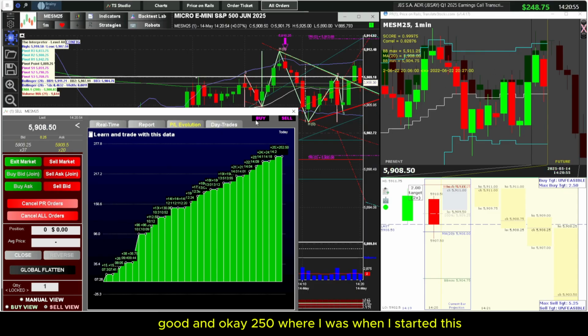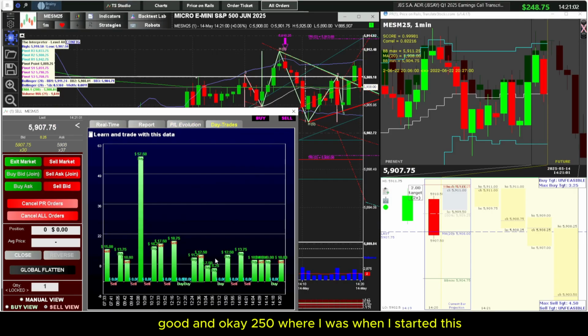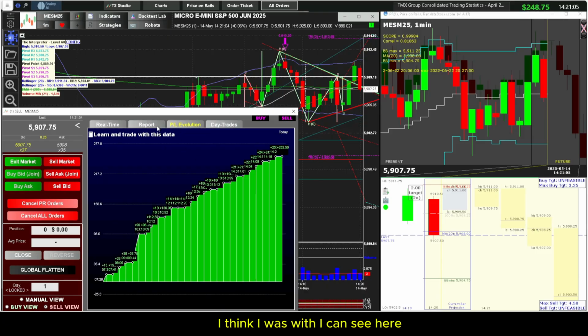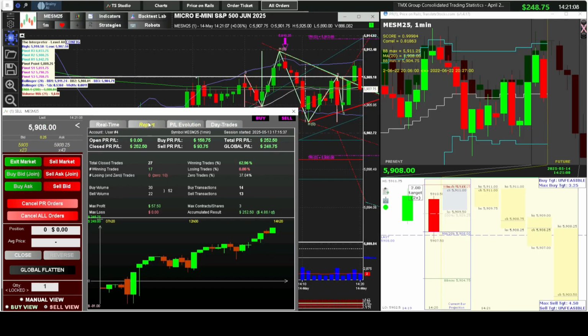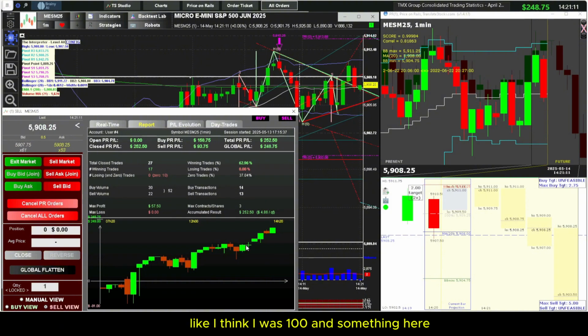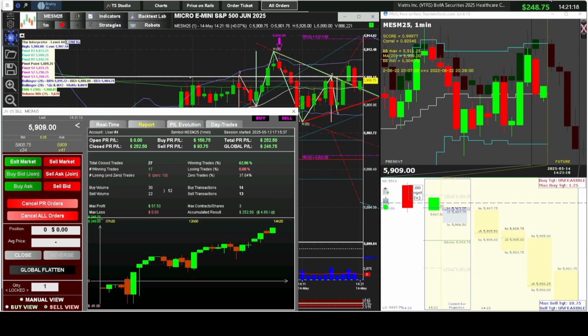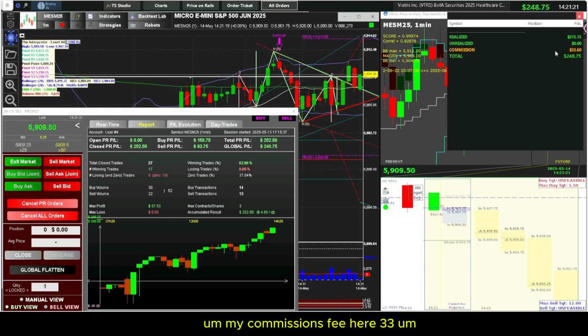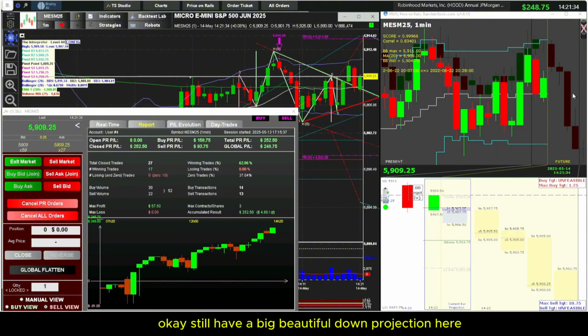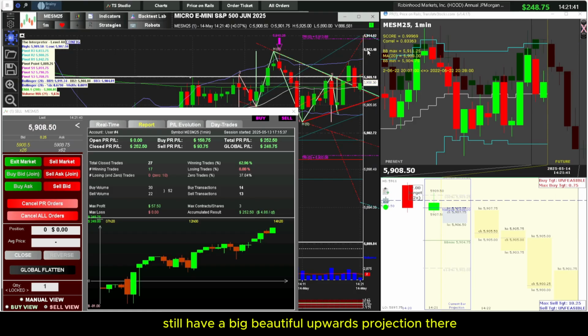And okay, 250, where I was when I started this, I think I was at 100 and something here, almost $8. Let's see my commissions. My commission fee here, 33. The net realized, 215. Okay. Still have a big, beautiful down projection here. Still have a big, beautiful upwards projection there.